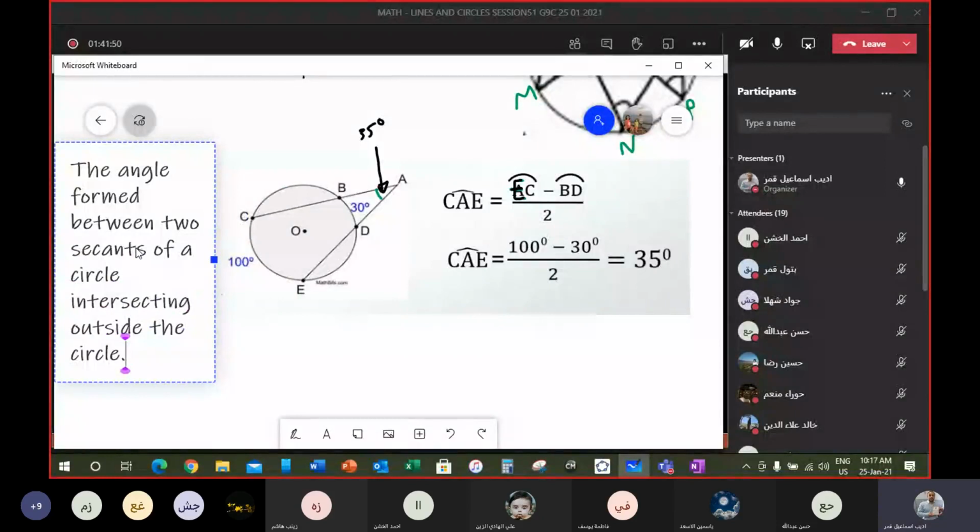Two secants هن الـ AC والـ AE عم بيقطعوا السيركل both by 2 points. لما بقول secants خلص يعني بيقطع السيركل ب 2 points. They are intersecting outside the circle. Then to find the angle between these two secants بتساوي measure of the big arc between the two secants minus the measure of the small arc between the two secants over 2. يعني هون عندي the big arc between the two secants هي CE هي 100 minus the small arc between the two secants هي BD هي 30 degrees. 100 minus 30 degrees over 2 equal to 35 degrees.